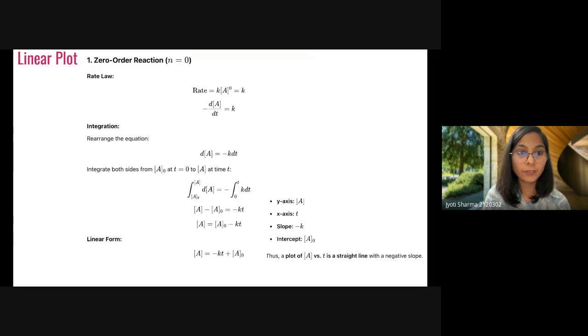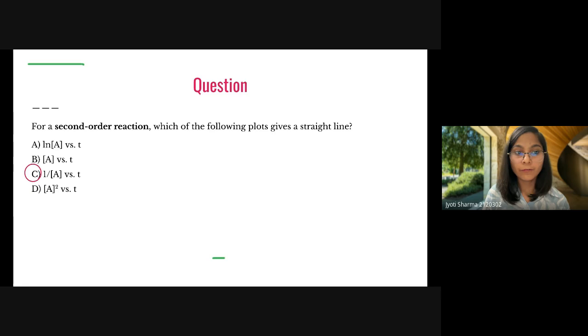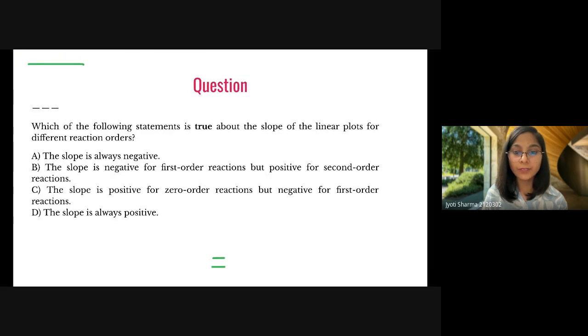So for the zero order, this was negative, minus k, right? Then we talked about our first order reaction. This was again minus k. For second order, this was positive k. So now can you tell me the answer for this?